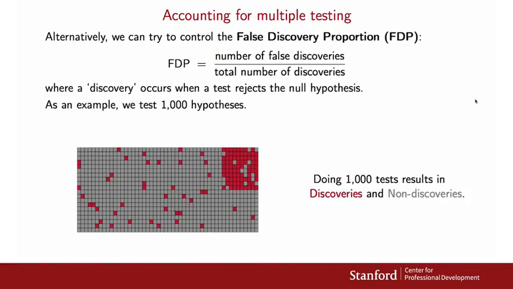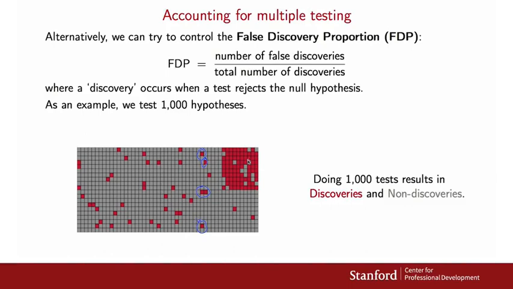The red squares are tests that reject, so those are resulting in discoveries. And the gray squares are tests that don't reject, so those are the non-discoveries. Now remember, a test can make two kinds of errors. It can reject a null hypothesis even though it's true. Those type 1 errors would be the red squares among the null hypotheses. For example, these. The second type of error a test can make is it can fail to reject a null even if the alternative is true.